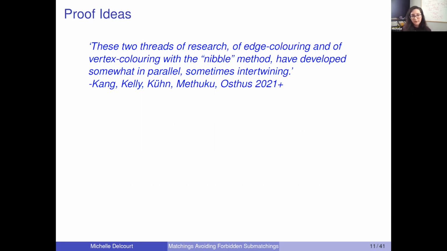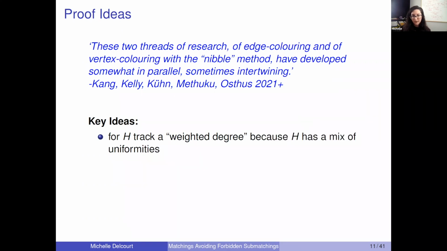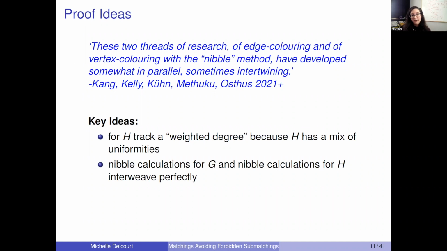And there are a few keys to this very general theorem. We have to do mixed uniformities for H, and so we have to introduce what we're going to call a weighted degree and track it in order to really overcome this. And we're doing fundamentally a Nibble type technique. In general, if you haven't seen Nibble type proofs before, they're really lovely. There's a really nice treatment of them in Alon and Spencer that I'd encourage you to go look at.